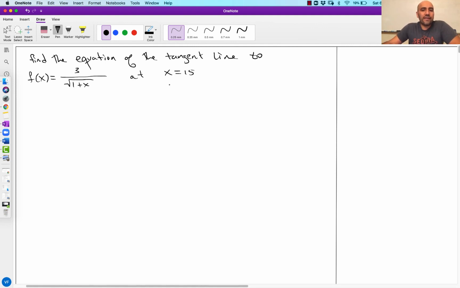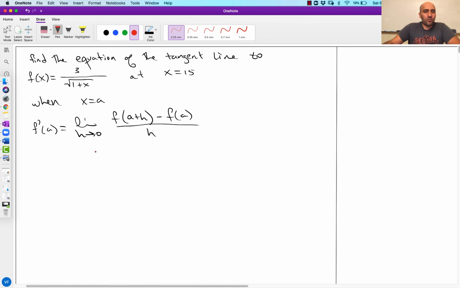Okay, so now find the equation of the tangent line to f of x equals 3 over the square root of 1 plus x at x equals 15. All right, well, luckily we've already figured out the derivative at a, right? So from before, when x equals a, we did it in general, we found that this was our setup. It's equal to the limit as h goes to 0 of f of a plus h minus f of a, all over h. And we did a bunch of work, and then we found that the derivative at a was equal to negative 3 all over 2 times 1 plus a times the square root of 1 plus a.